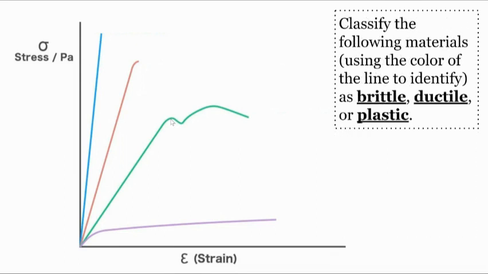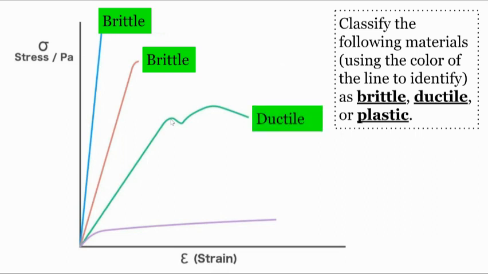All right, classify the following materials using the color of line to identify them as brittle, ductile, or plastic. Hopefully you told me that both the blue and red materials were brittle. The green material is ductile because it has an extensive section of plastic deformation. And the purple material is plastic in nature since there's very little linear portion or elastic deformation.